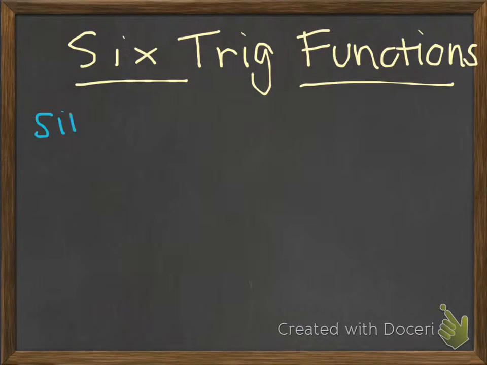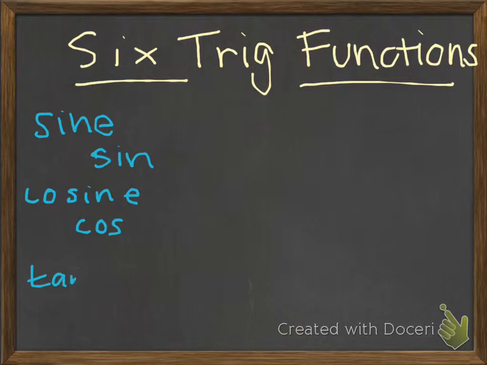So the first one we're used to is sine. And notice the way we abbreviate it is just SIN. The next trig function that you know about is cosine. And the abbreviation for cosine is COS. And the last trig function is tangent. And the abbreviation for that is just TAN. So those 3 we're aware of.